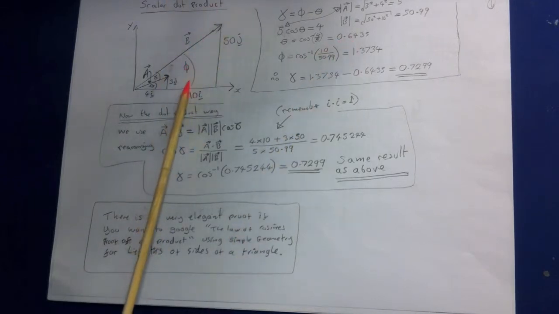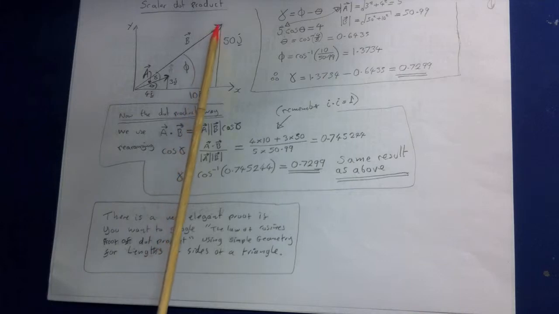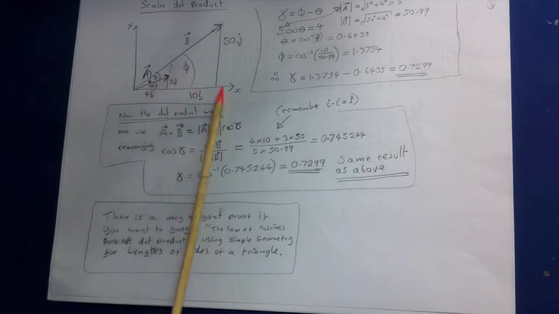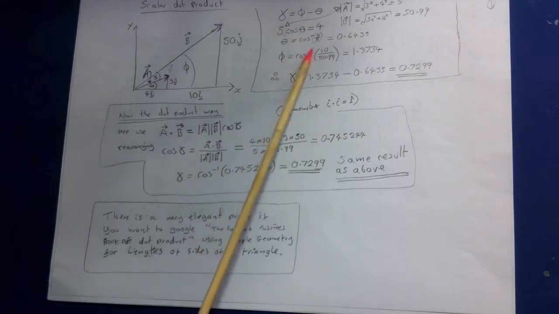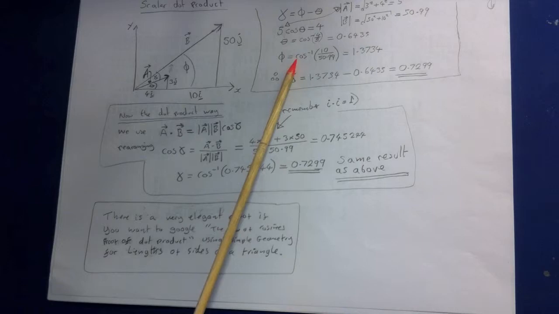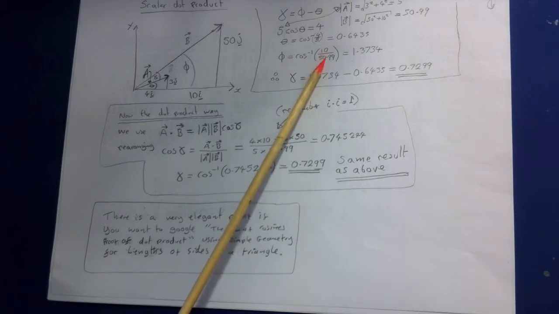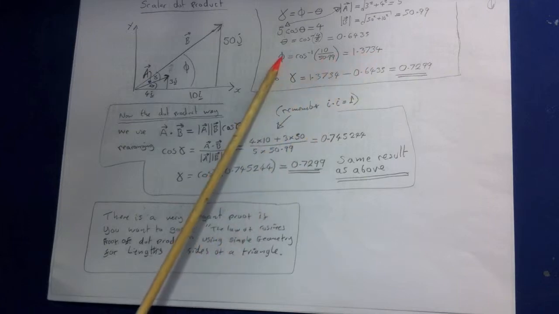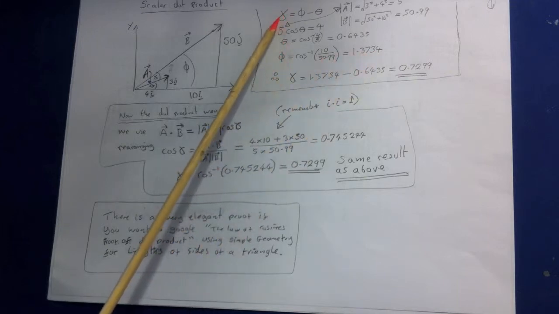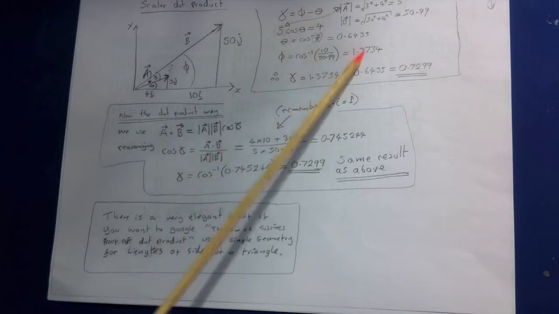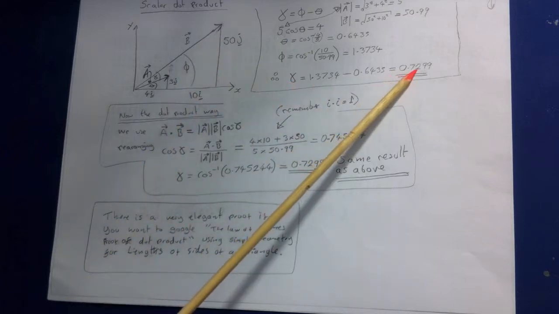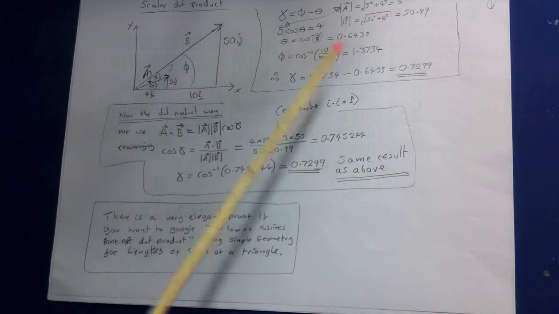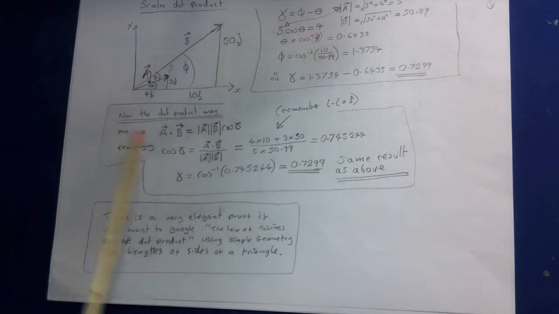We can do the same thing for this angle here. Again, the magnitude of b times the cosine of phi is equal to 10i, so we do the same thing as we did for this one, and rearranging we get phi equals the inverse cosine of 10 over 50.99, which is 1.3. So we found both phi and theta, and gamma is simply that minus that. So we take that, minus that, and we get that the angle between the two vectors is 0.7299.